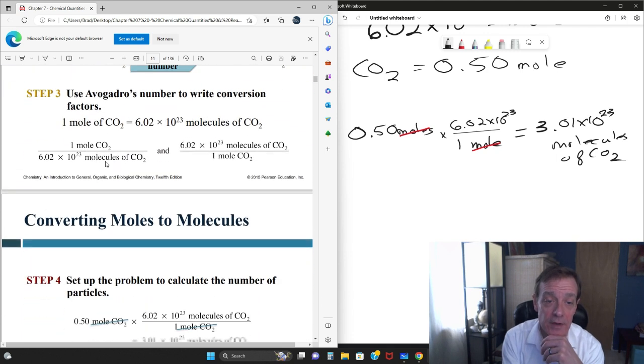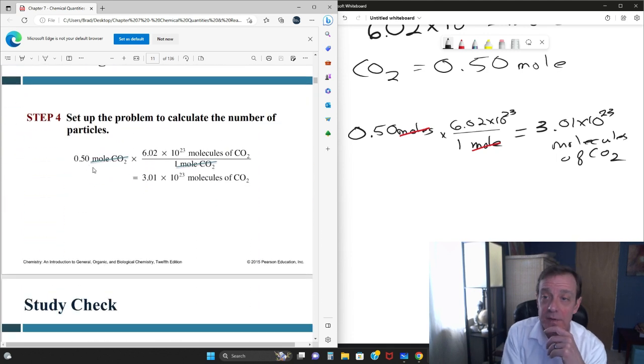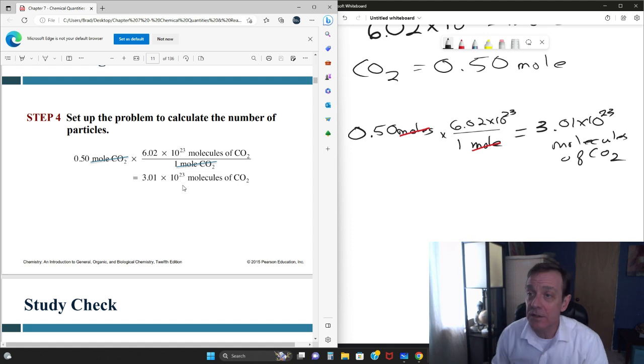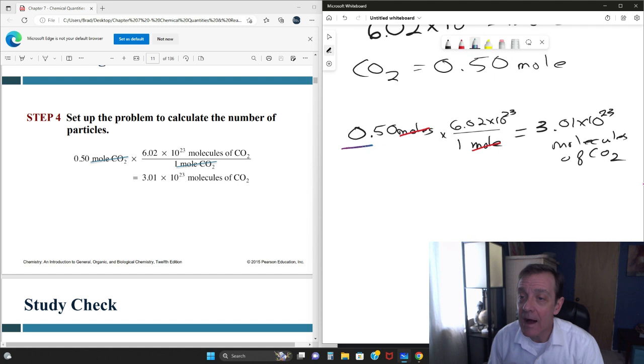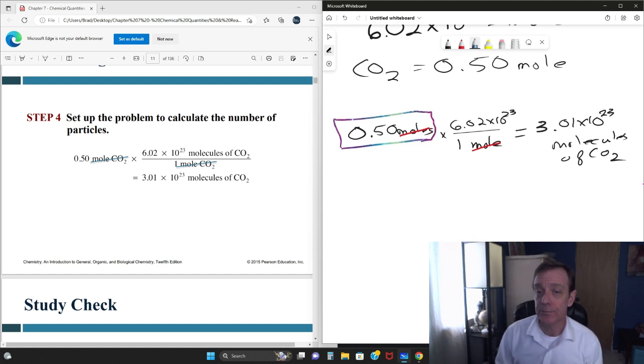There it is, Avogadro's number. We set it up just like I set it up: 0.5 moles of CO2, 6.02 times 10 to the 23rd molecules of CO2 per mole. The moles of CO2 canceled out, leaving us with 3.01 times 10 to the 23rd molecules of CO2 in 1/2 of a mole of CO2.